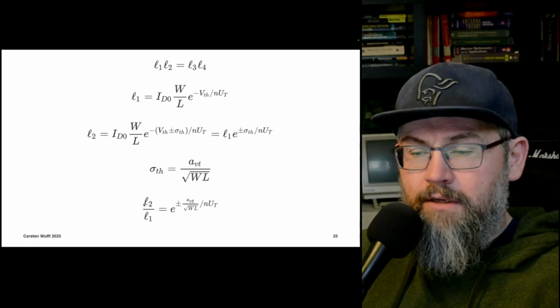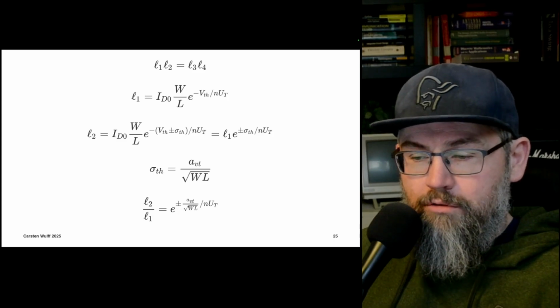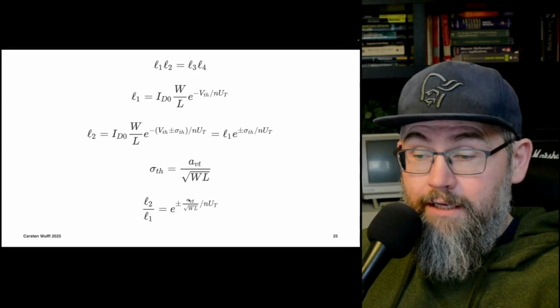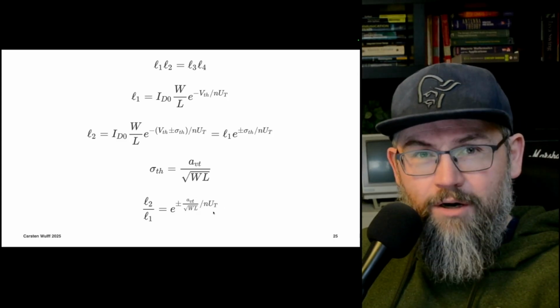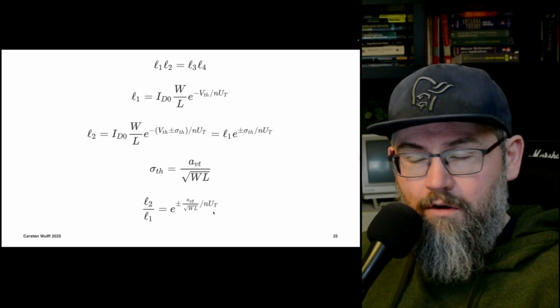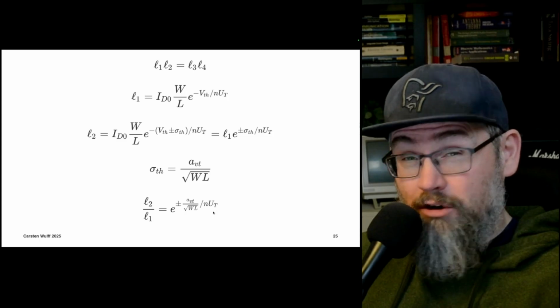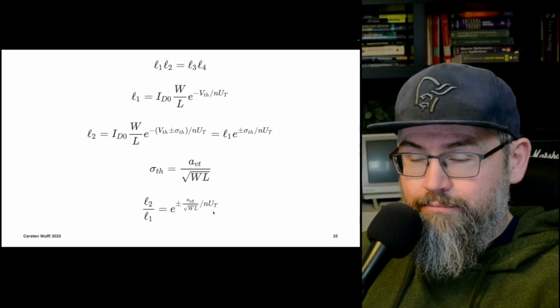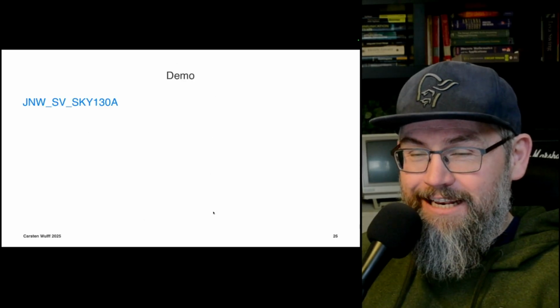So that means that the difference between the L's here is going to be proportional to an exponential of AVT divided by the square root of WL divided by NUT. And this might easily be, I don't know, 5-10% or quite a bit. So the trouble with these translinear circuits is going to be mismatch. But let's ignore that for now and look at a demo.